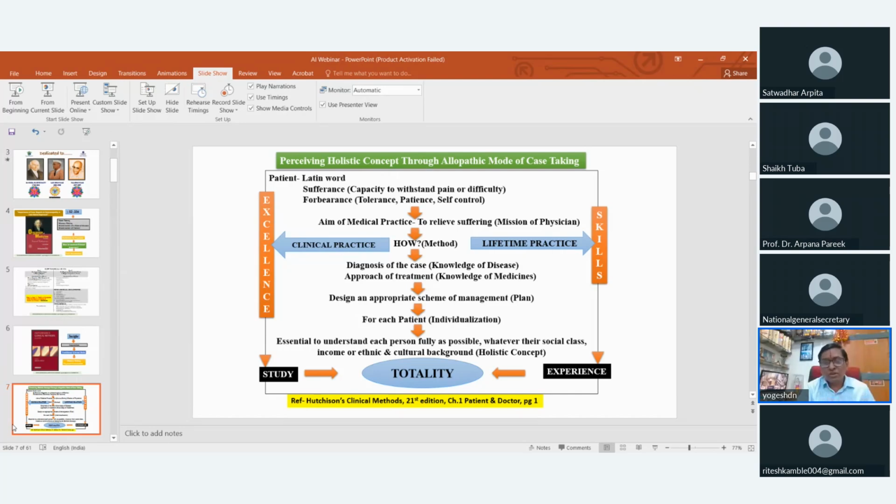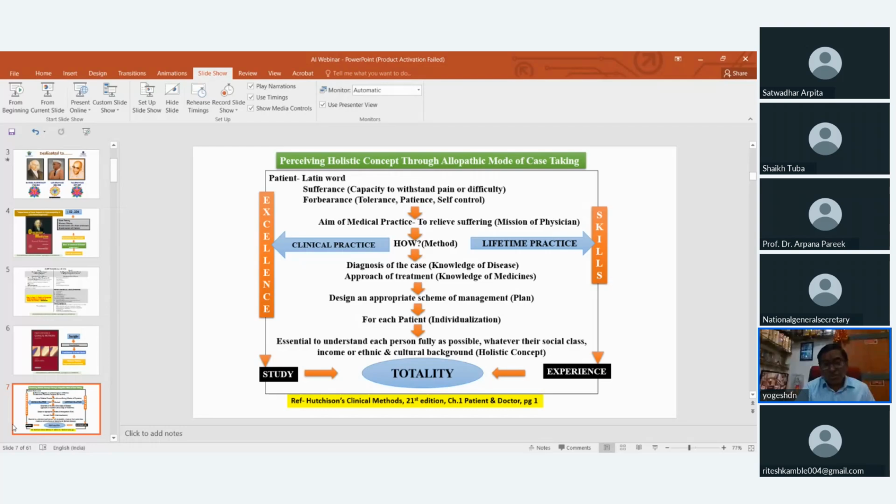This is again in parallel with what the allopathic school of thought has mentioned in Hutchison's Clinical Methods. Along with these things, every treatment is individualistic. In allopathy also they mention that for each patient the treatment is individualistic. So the concept of individualization is there. Then it is very essential to understand each person as fully as possible in view of their social class, income, or ethnic and cultural background. Here again we come across the concept of holistic care as well as the holistic concept towards the patient as a person.